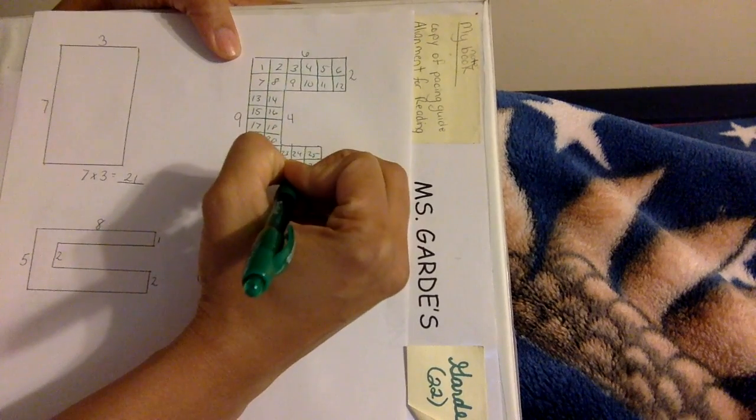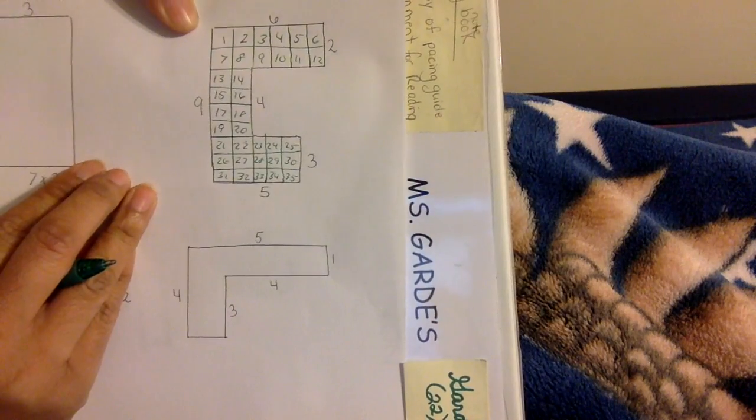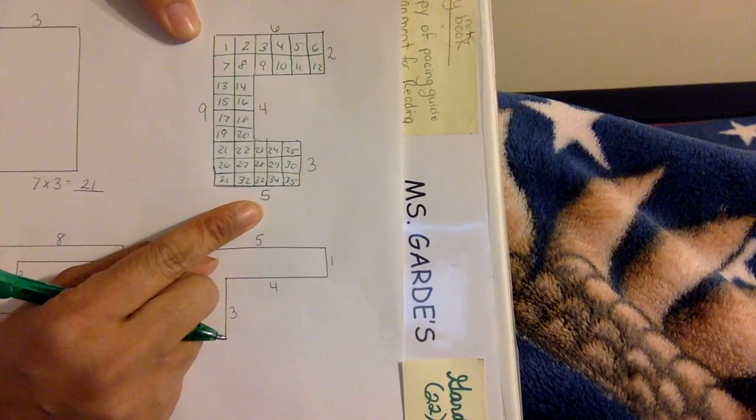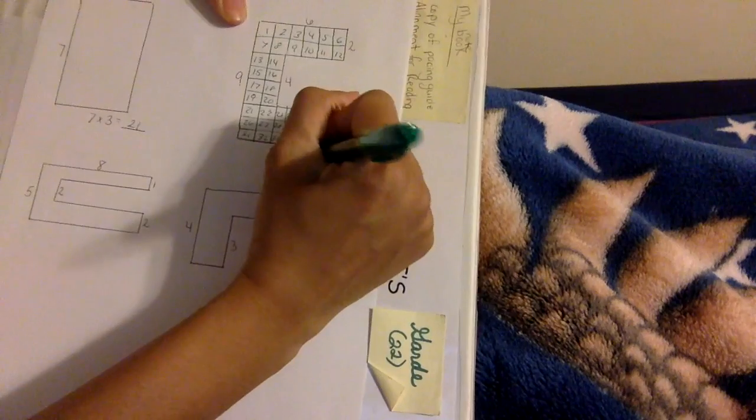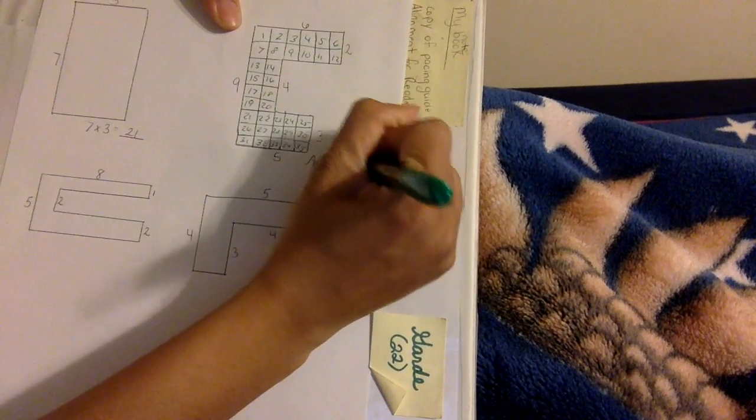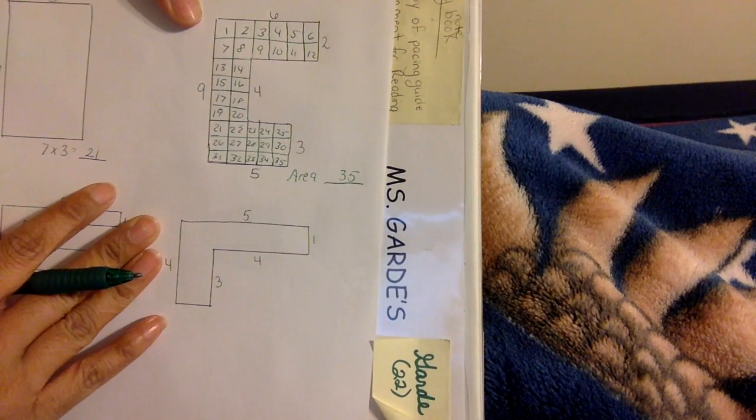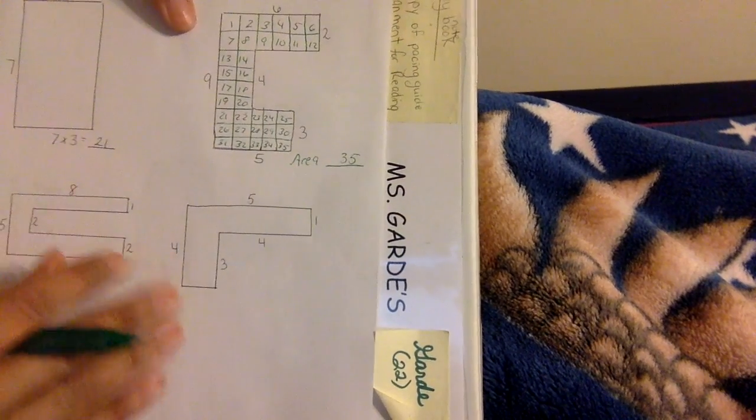So I know I did this kind of fast, so hopefully if I didn't skip any numbers, the area of this shape would be 35. So there we go. That's one of the problems on how you solve it.